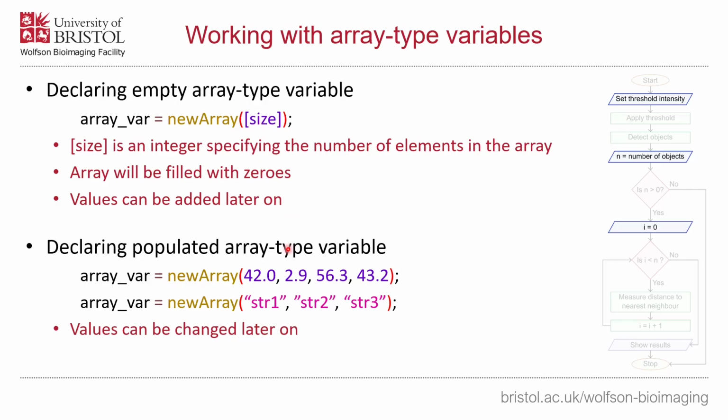You could also generate these populated arrays. So it's the same format, except rather than putting in one value there, you would put in numerous ones. In this case, I did 42, 2.9, 56.3, and 43.2. You can also put in strings there. So again, using the quotation marks and comma separating them, and you can put as many as you want. The important thing to know is that once you've generated these, doesn't matter which way you did it, you can still access and modify the arrays in the same way. It's just the way that they're initialized that varies.